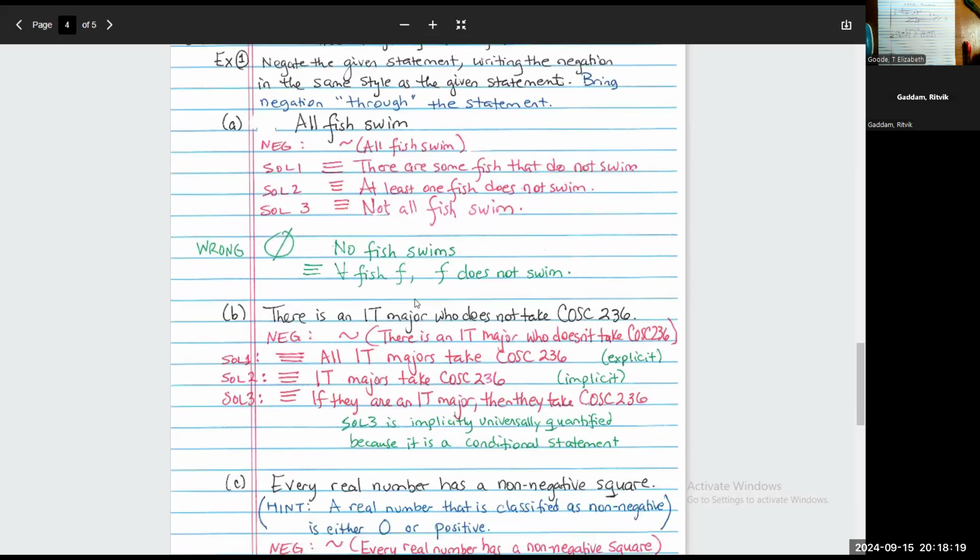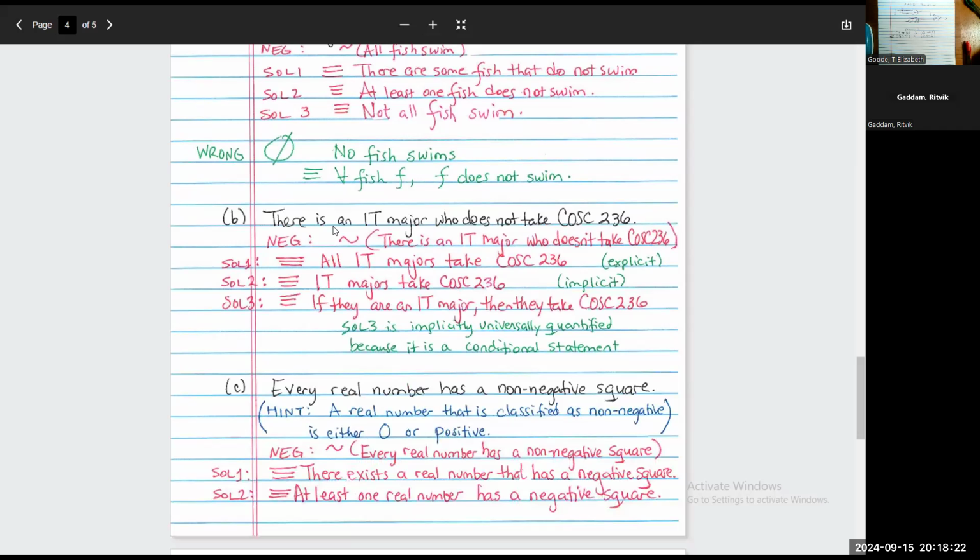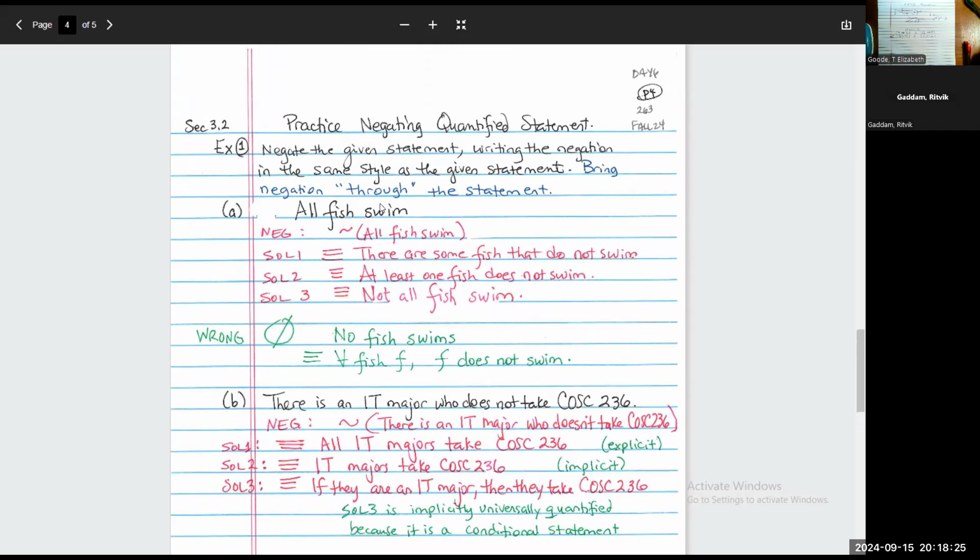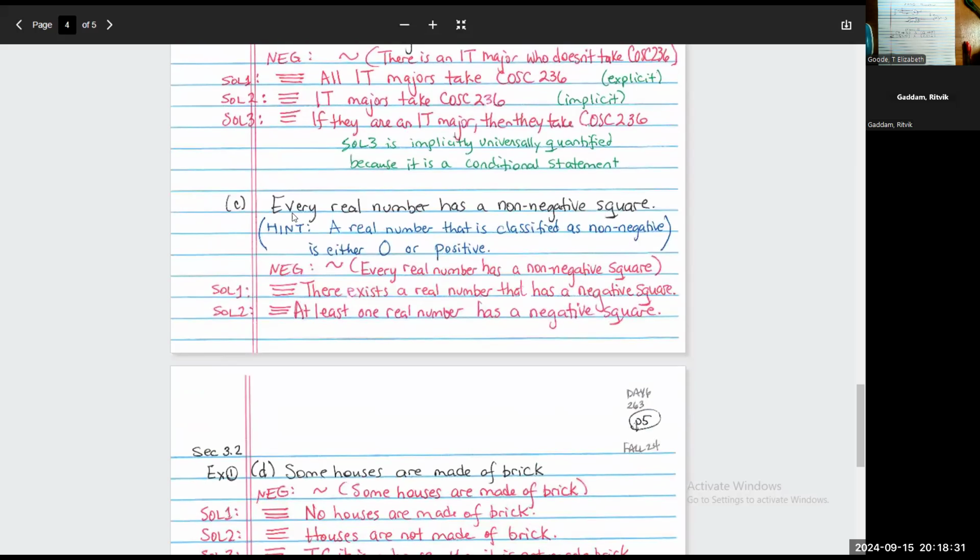If you look through these examples really carefully, there are two examples of for all statements being negated. In part A, we negated all fish swim. In part C, we negated every real number has a non-negative square. So two of these are for all statements that we're negating, and the negations become there exists statements. At least one item or object in the domain, whatever the domain is. Here it's a domain of real numbers, where the property of having a non-negative square fails. Well, if you don't have a non-negative square, then you have a negative square.